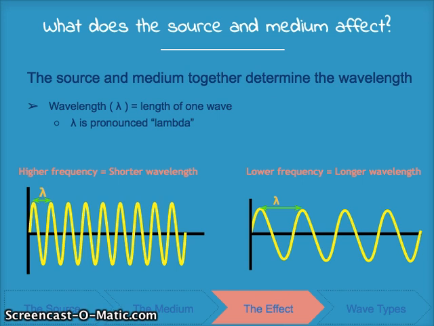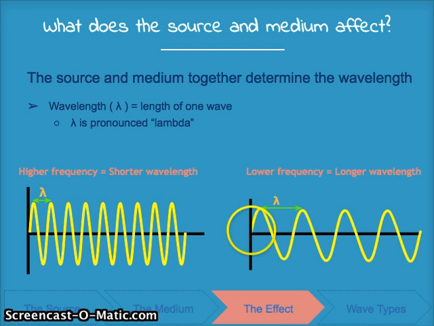If you put these two ideas together, you're able to determine the wavelength of the wave. So if we have a consistent medium and we put in a wave that has a high frequency, where the waves are being produced at a high rate, they're going to be squished together. There's not going to be a lot of space between the different points, and the wavelength is going to be small.